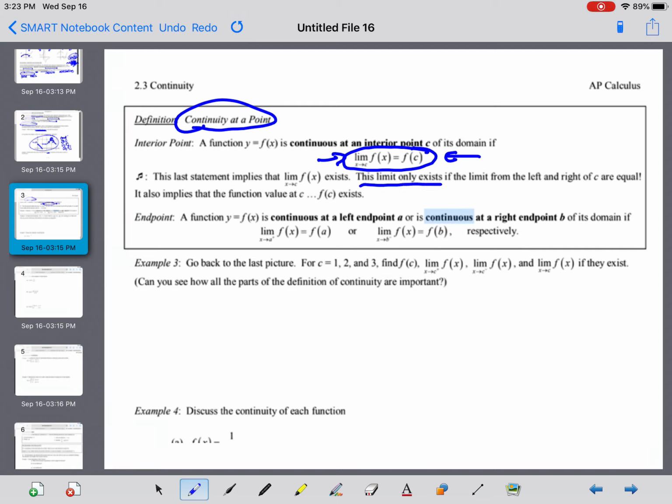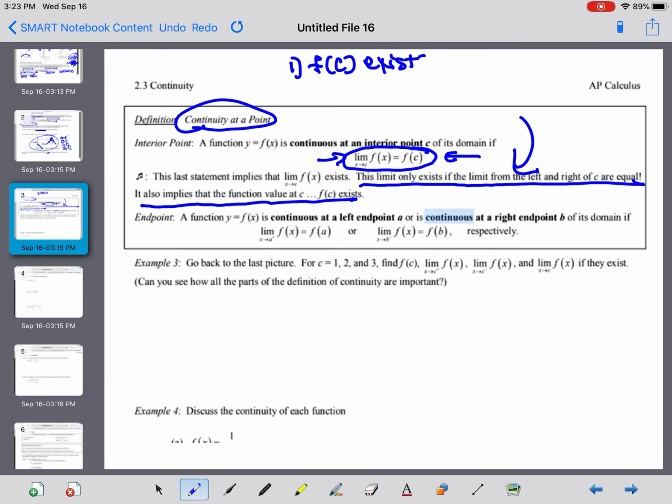The limit exists if the limit from the left and the right are equal, and it applies that there's also a value for the function at that same x value. We'll worry about endpoints in a minute. What we've got to do here is show three things that are described right here. I'm going to draw a picture of it after a minute. First, you have to at least verify if there is an f of c. So I'll say f of c exists.